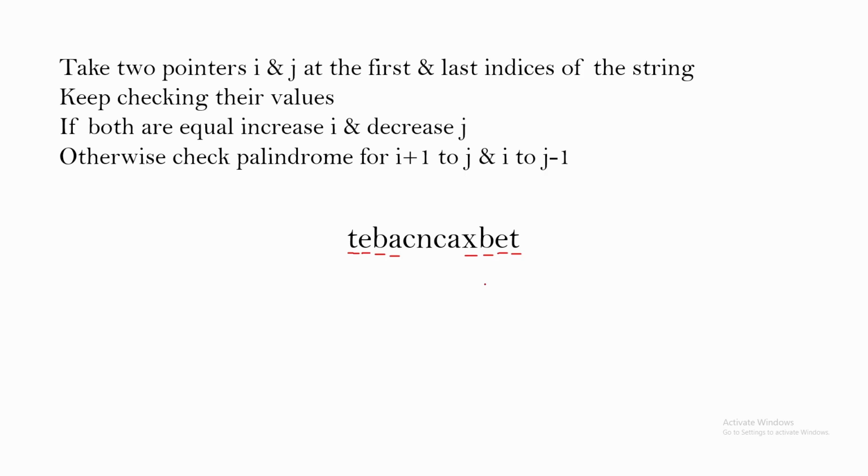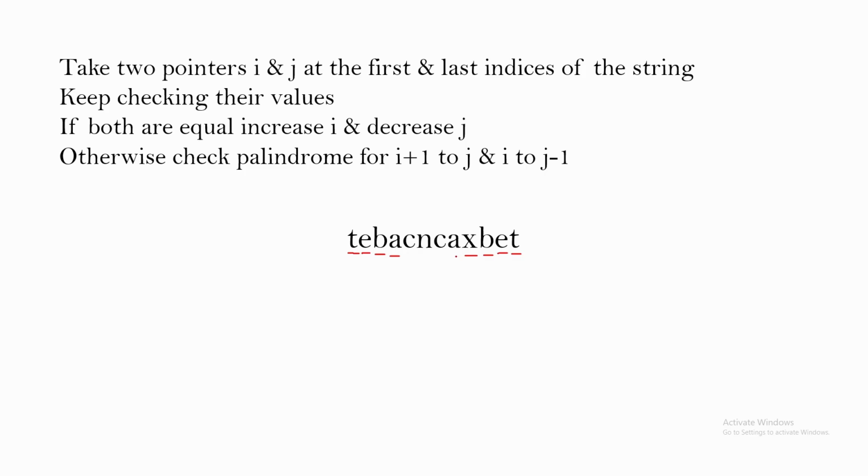If we don't have any more mismatch, we return true. Now how can we handle this situation? Since we already know that these i and j are not equal, we can proceed in two ways. Either we change the position of i and keep the position of j fixed and continue the same process, or we do the reverse thing. That means we keep the position of i fixed and change the position of j.